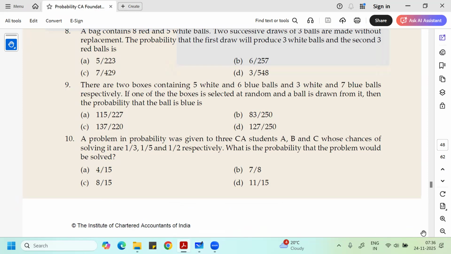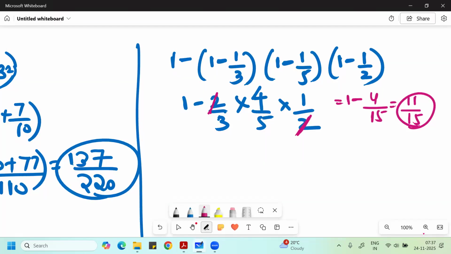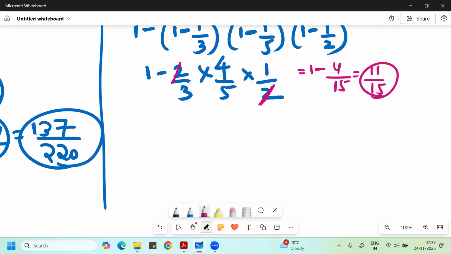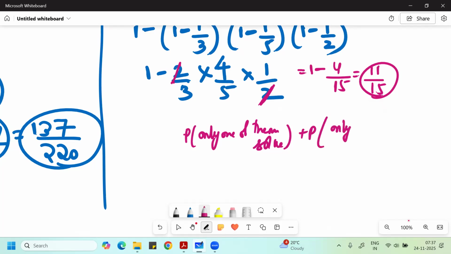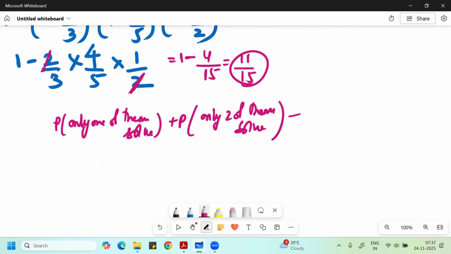Okay, so three CA students are there, and you are giving them the problem. It doesn't matter who gives you the answer, either the first, second, or third one. What matters is that you get the answer. So it can be the probability that only one of them solves, plus the probability that only two of them solve, plus the probability that all three of them solve.